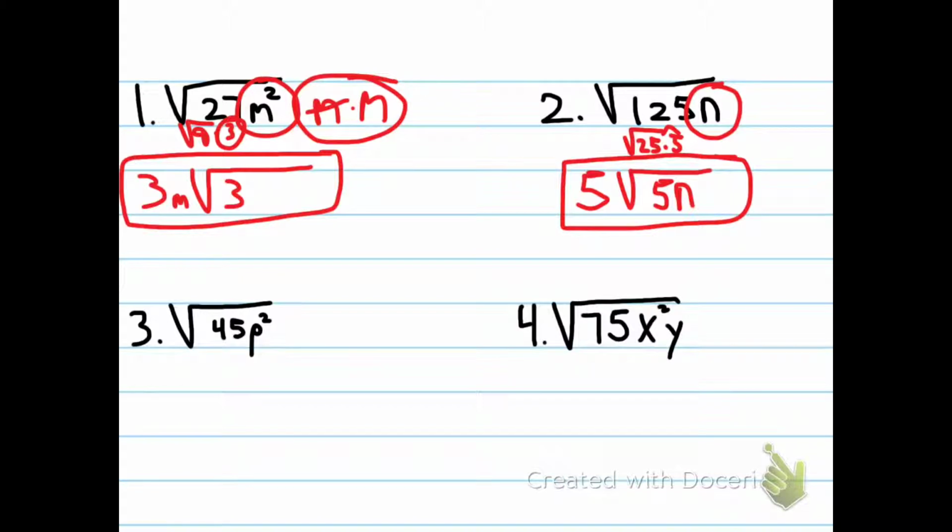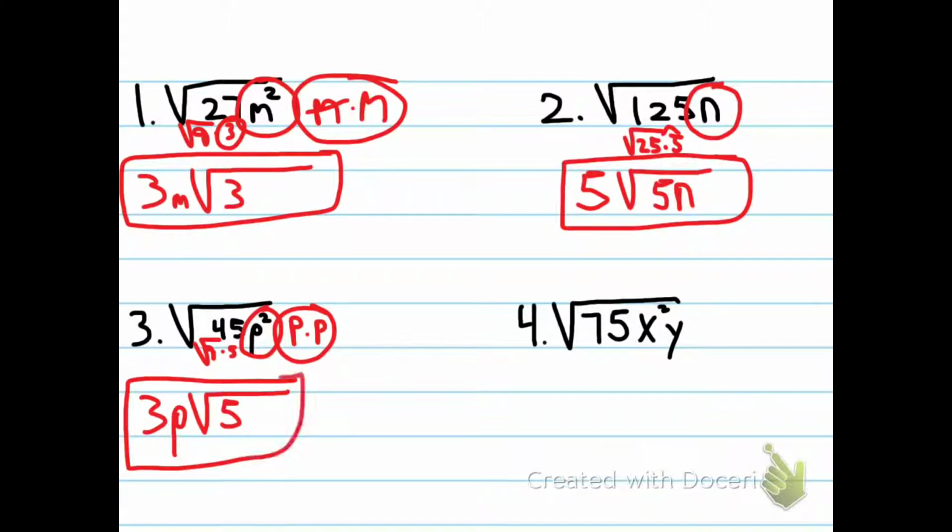So for number 3, two factors that I can think of that have a square root are 9 and 5. So 9 times 5, and then the square root of 9 is 3. Then 5 is left on the inside. And then for the variable, there are 2 p's. So that means we have one pair, so we bring a p on the outside, so it becomes 3p root 5.